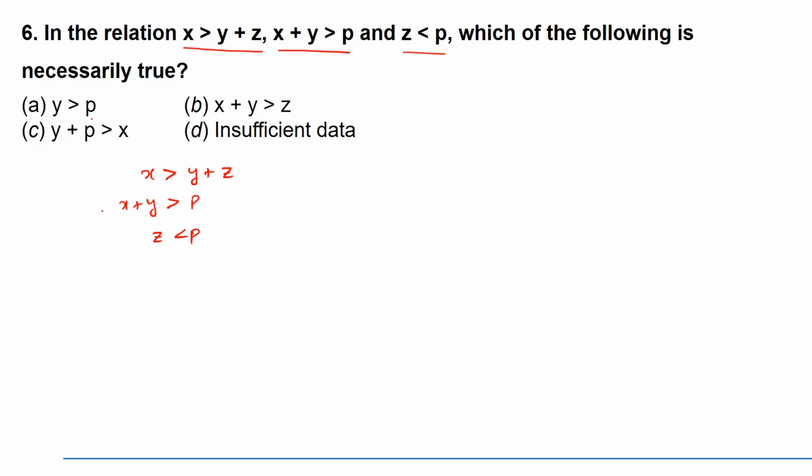Relationship between y and p. So we cannot find the relationship between y and p directly without knowing the value of x and z. Therefore we cannot say anything about the first option.